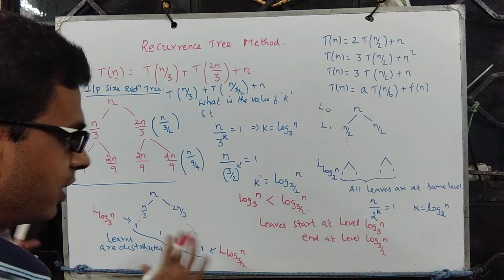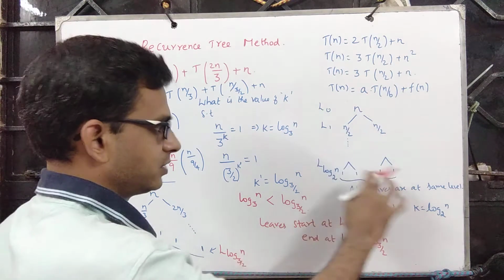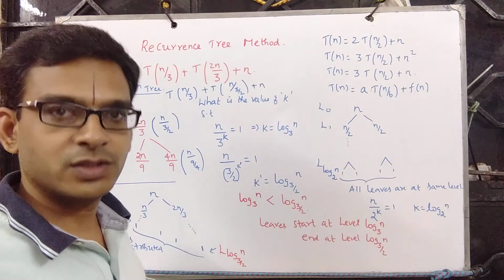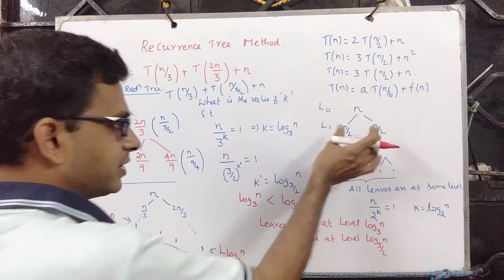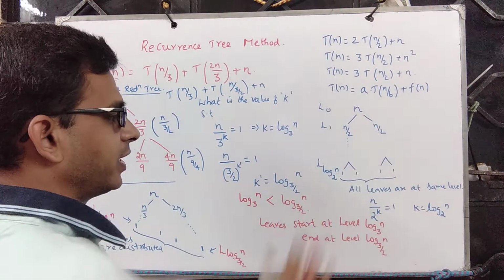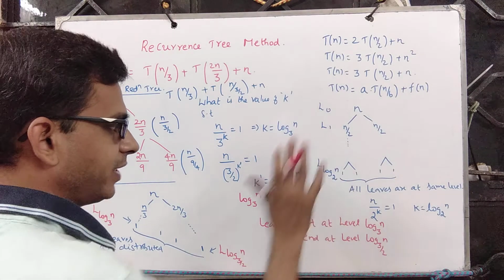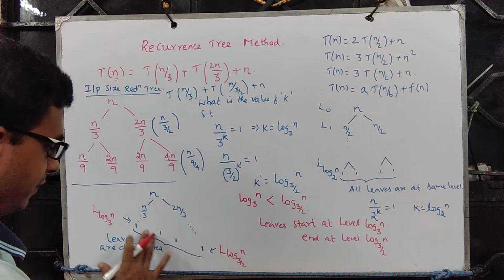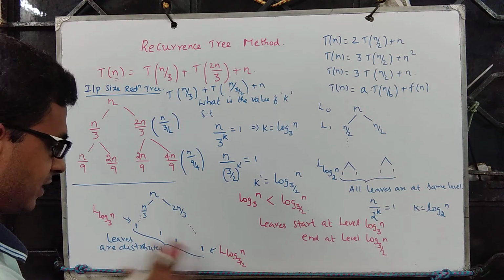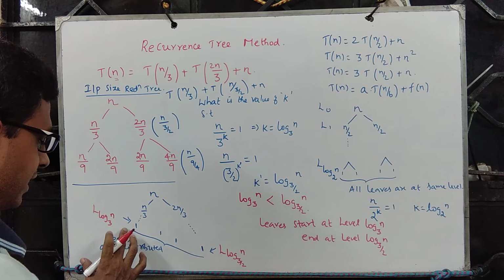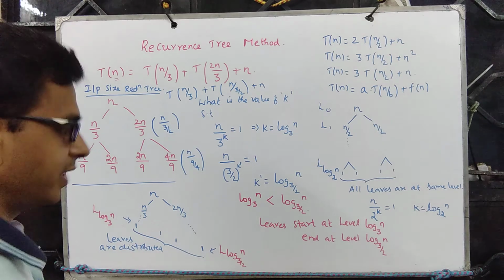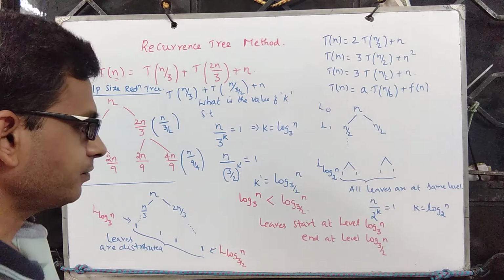And the tree is not like this where all leaves are at same level. The growth is also uniform. At every stage you see 2, 4 like that. It's a complete binary tree. But this one is an arbitrary binary tree where the leaves are distributed starting from level log n base 3 to level log n base 3 by 2.